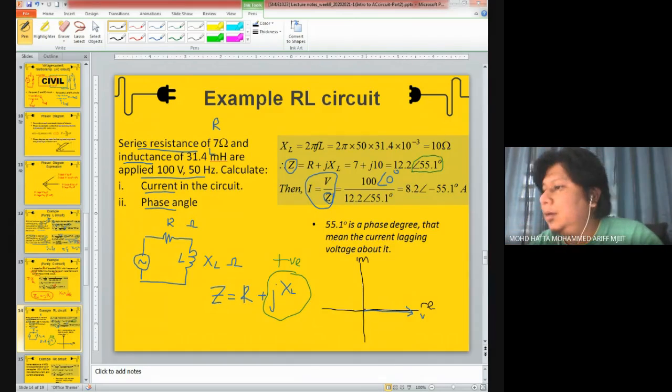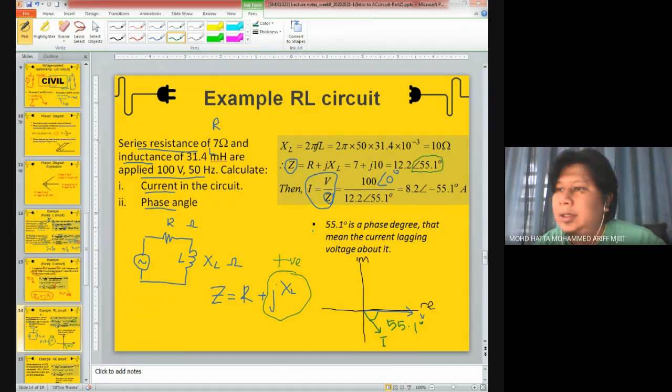Okay, now voltage is over here. And the current, maybe we put it in a green line. The current is negative 55.1. Negative 55.1 is maybe somewhere around here. And this is my current. So the phase difference between voltage and current is basically this angle, 55.1, without the negative value.